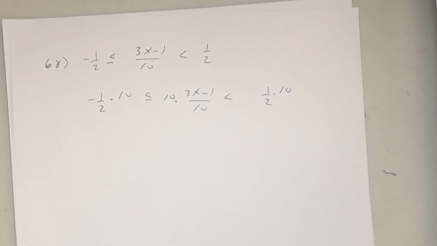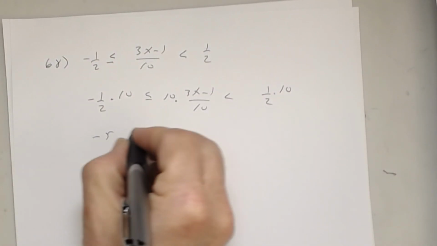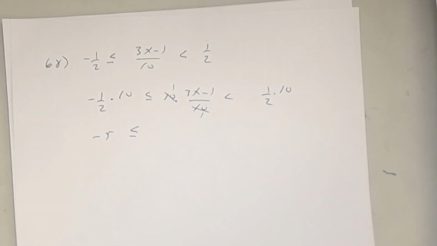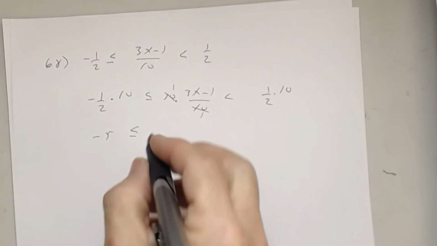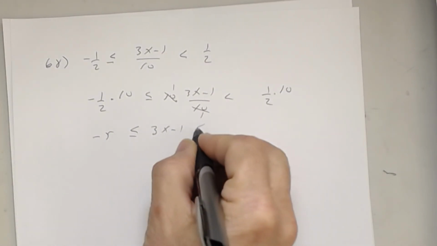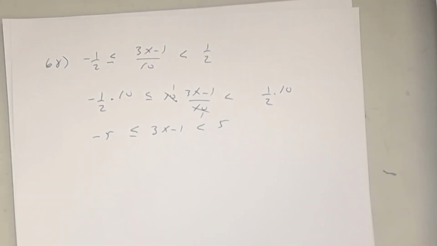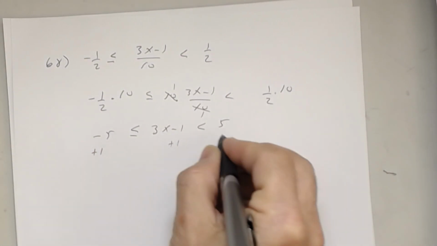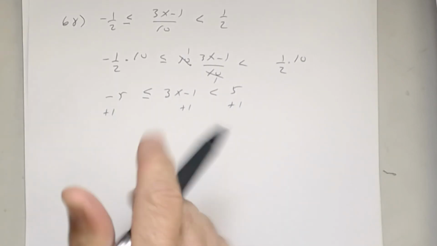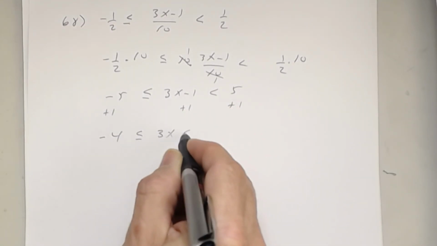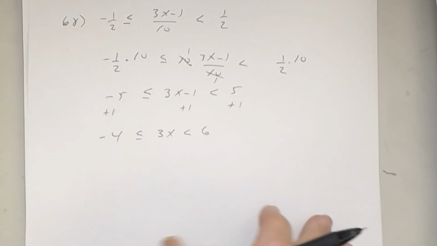What's negative half of 10? Good. So that's equal to, the 10s divide out. That's the whole point. What's left? 3x. Good. Is less than or equal to, is less than 5. Two more steps and you're done. What's the next step? Add 1 to all parts. What's negative 5 and 1? It's less than or equal to 3x, it's less than 6.